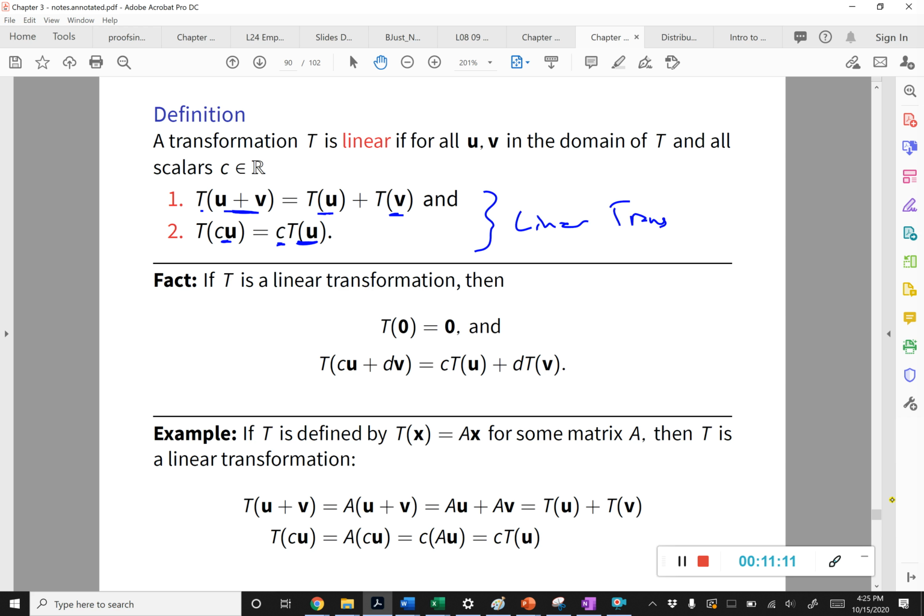So T of 0 is fixed. That's a statement I already told you. And the transformation of a linear combination of any vectors is the linear combination of the transformed vectors. It's just a combination of the scalar multiple rule and the addition rule.